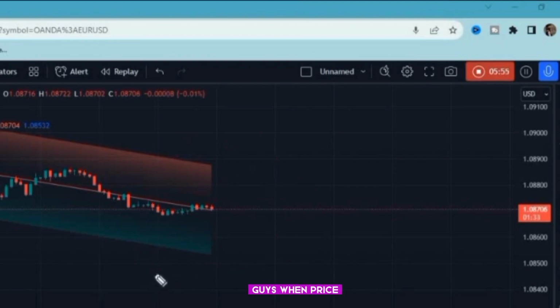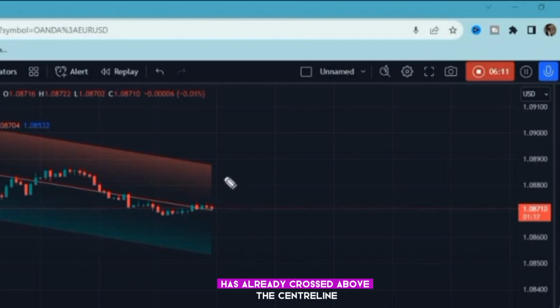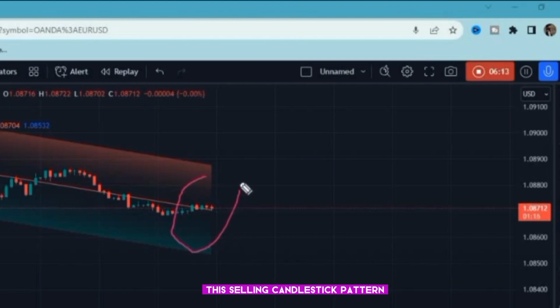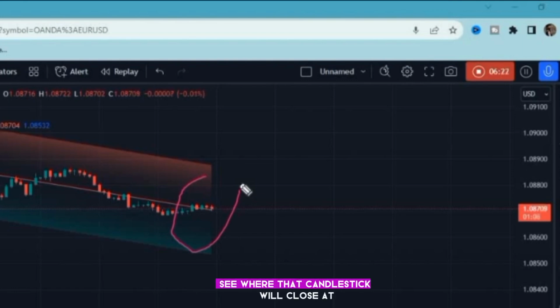So guys, when price gets to your center line, what you're supposed to do is wait to see where candlesticks are closing. Like for instance right here on the 5 minutes time frame, EUR/USD price has already crossed above the center line. These selling candlestick patterns are above the center line, but the live candlestick hasn't closed yet. So what are you supposed to do? Wait until you see where that candlestick will close, not the first one, but wait to see where the second one will close as well. Once they close to the downside, you're just going to sell.